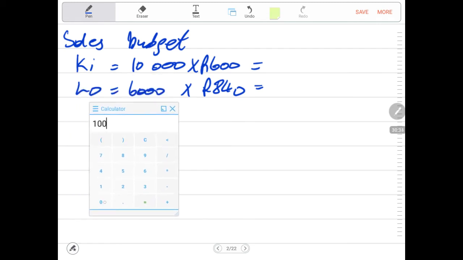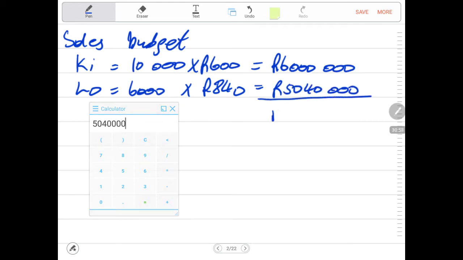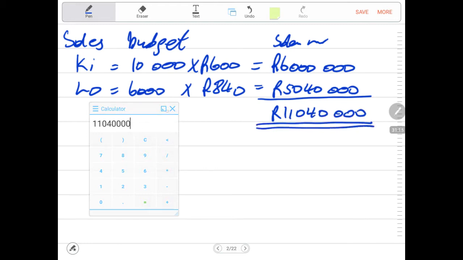Then we say 10,000 by 600, we get 6 million. Second product, 840 by 6,000, we get 5,040,000. And our total sales revenue expected will be plus 6 million. Then it becomes 11,040,000. This is our sales budget for our two products.